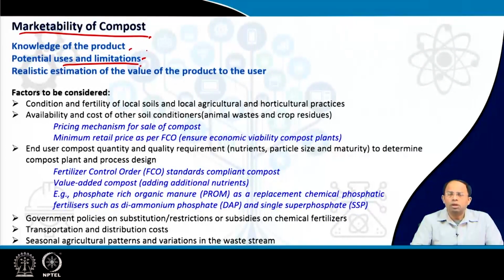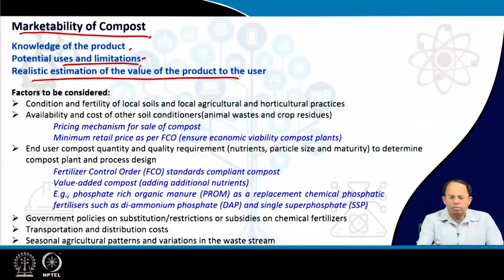That means I can produce compost, but if I don't know how it will be used, where it would be used, then probably I will end up producing either the wrong quantity or the wrong quality of compost. Okay. So, a realistic estimation of the value of the product for the user, that is another thing. That means we should really know how much value people give to this compost, because there are so many other alternatives available as well.